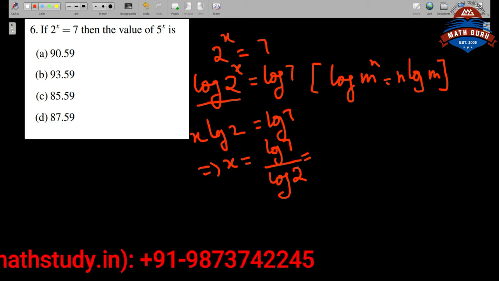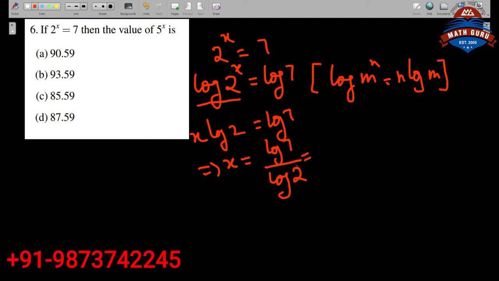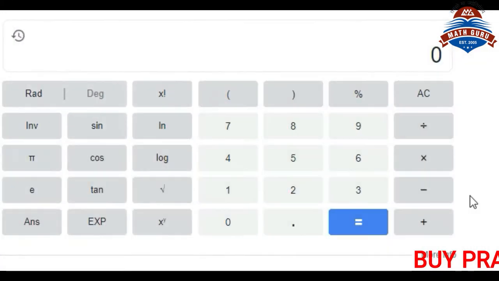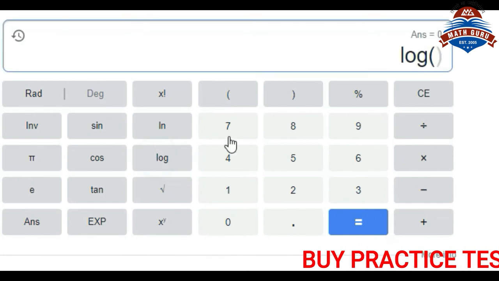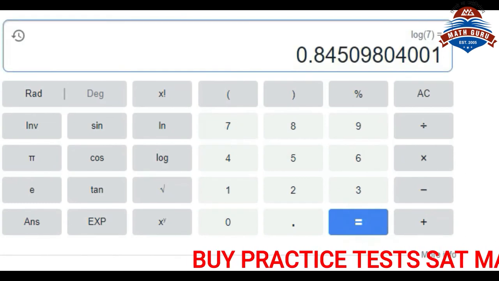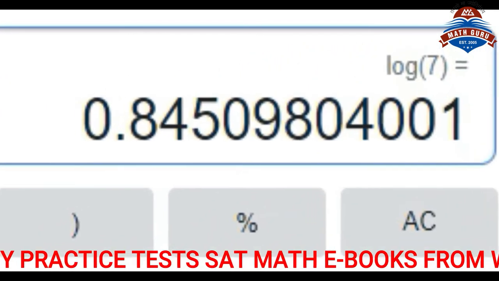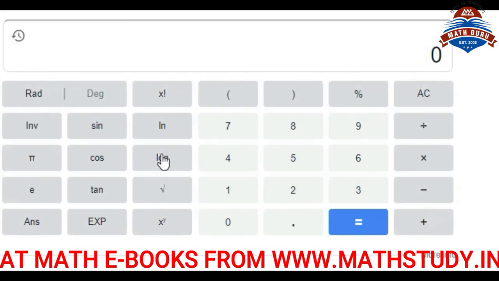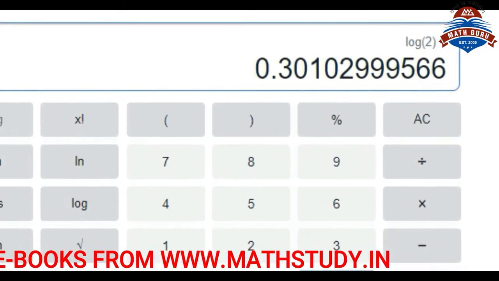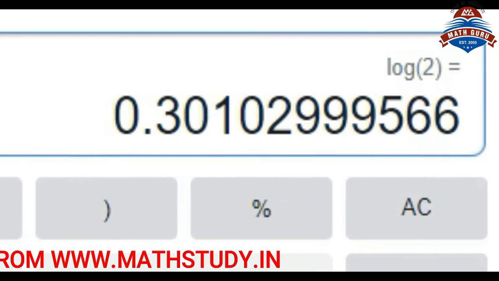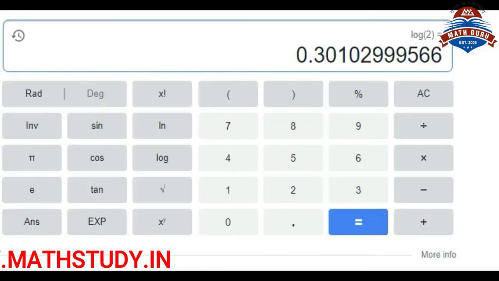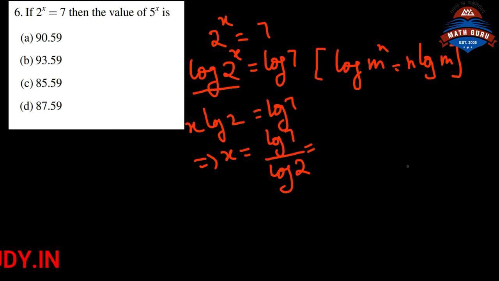Now the values of log 7 and log 2 we can easily find by using our calculator. Students, using this calculator we can easily find log of 7. Log of 7 equals 0.845. So we can write this value here, and also we can find the value of log 2 using this calculator. Here log 2 equals 0.301, right? So we can use these values of log 7 and log 2 in our solution. Now putting the value of log 7 here, we will get 0.845.